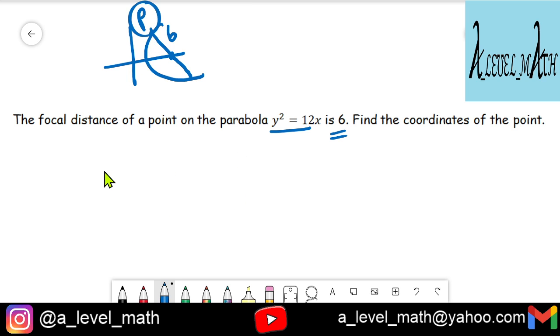Alright. So let's assume that our point P is equal to at square comma 2at. But the value of a is known to us.